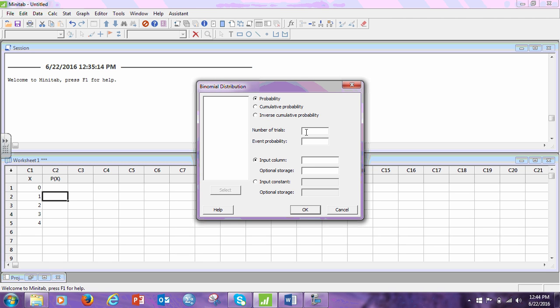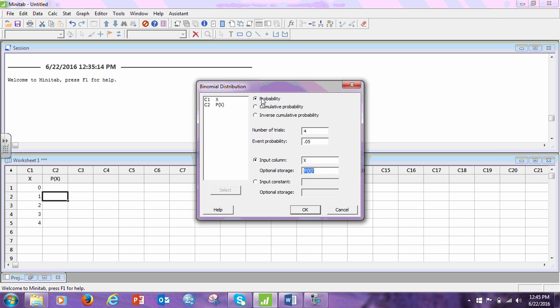Because the highest value that we want is 4, we enter 4 for n, and it says in this problem that p is 0.05. It says that on the lab, and we're going to input the column this time because our data values are in this column. I input the column, and I'm going to store in C2.